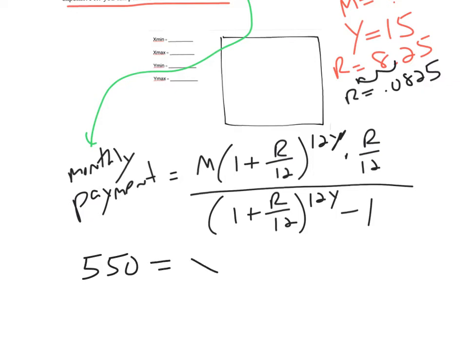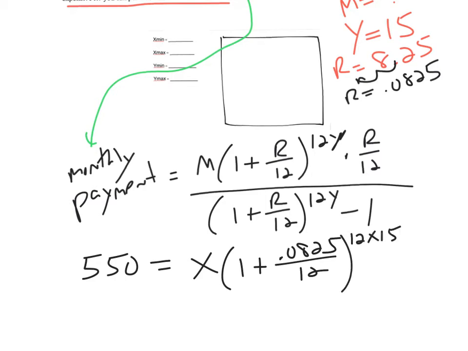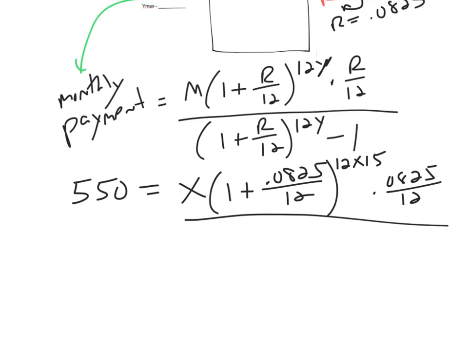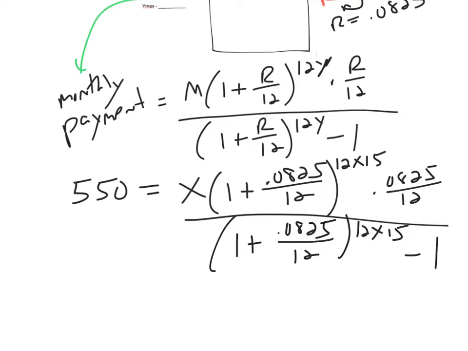That equals M, how much money we're mortgaging, so I'm going to call that X, times 1 plus 0.0825 over 12, raised to the 12 times Y, in this case 12 times 15th power, because we're doing a 15-year mortgage, times r over 12, so times 0.0825 over 12, all over 1 plus 0.0825 over 12, raised to the 12 times 15th power, take away 1. And we're going to go about solving this equation for x, how much money we can mortgage.